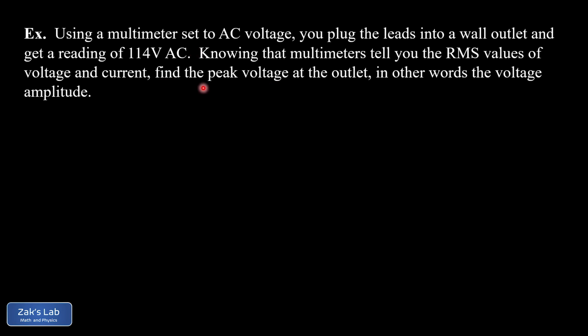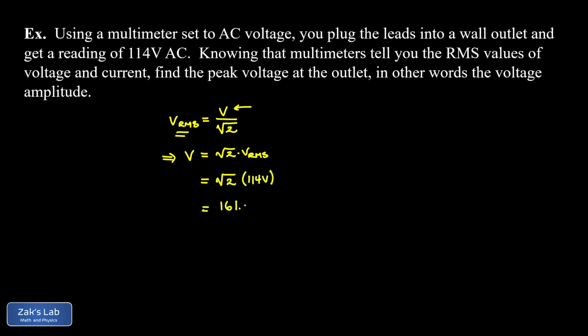We're asked to find the peak voltage at the outlet. In other words, the voltage amplitude. So this is a ridiculously fast calculation. I'm really just asking about this relationship between voltage amplitude and RMS voltage. And what we know this time is the RMS value, and what we're looking for is the voltage amplitude. So we just have to multiply both sides by the square root of 2, and my voltage amplitude is going to be root 2 times the RMS voltage. But we were told that was 114 volts, and we crunched the numbers in our calculator, and this yields a voltage amplitude of 161.2 volts.